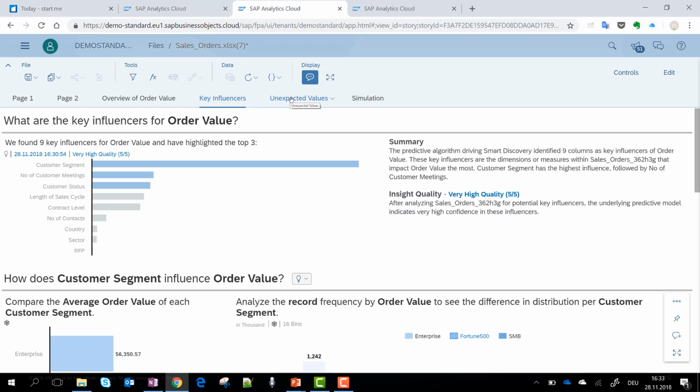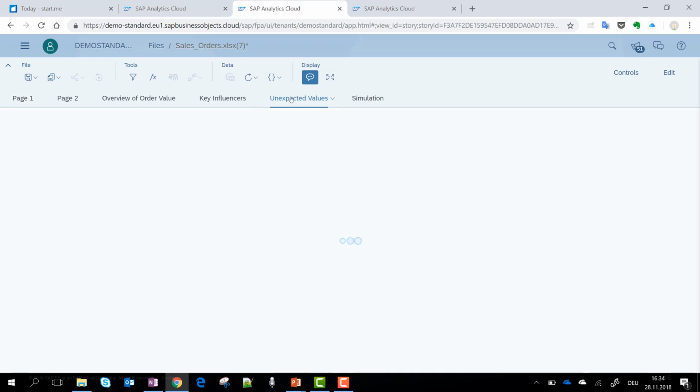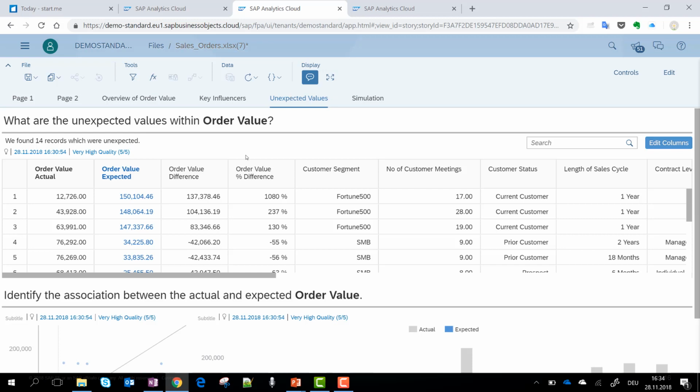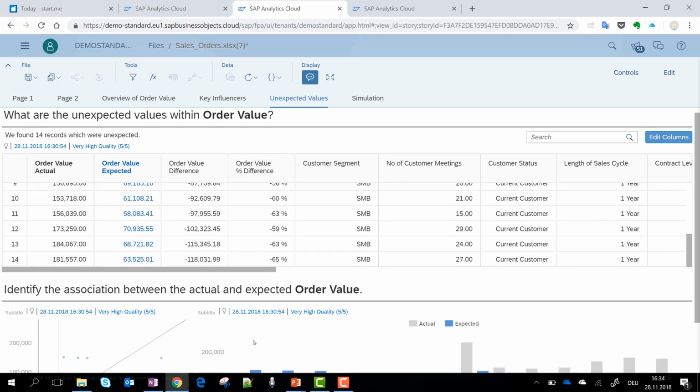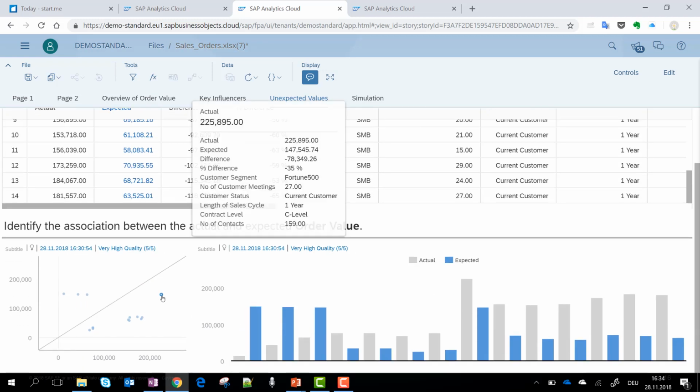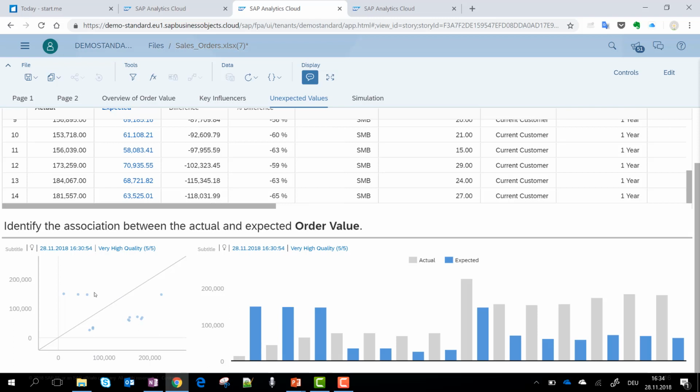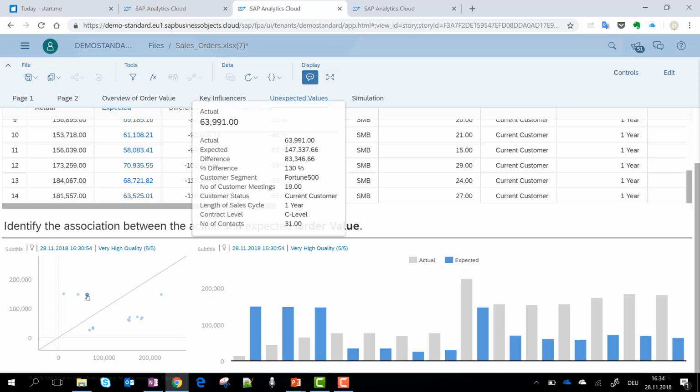Another way of looking at the structure is looking at unexpected values. So the system found patterns, but these patterns do not always hold. And there are certain data points where these patterns are not kept. And because the system, from the mere structure of the transaction, thinks that there should be a certain order value, but possibly in this case it's a lot higher. But there are some cases as well where the actually realized order value was a lot lower.